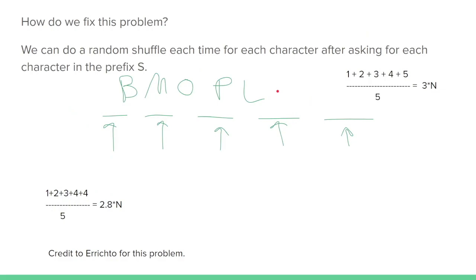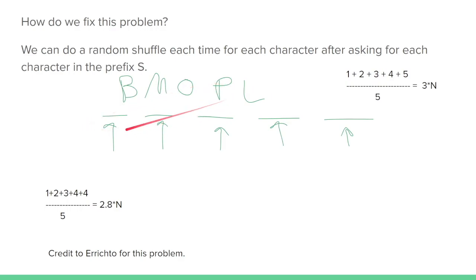So how do we fix this? We can do a random shuffle for each character after asking each character for the prefix of S. So let's say we're given the first 5 right here. For the first one, we can just start with BMOPL, and we can ask, well, is B a part of it? No. Okay. Then we cross that off, and then we go to M. Is M a part of it? Yes. So we place M, and then for the second one, instead we random shuffle this entire string that we're given, and then we ask in the order it was shuffled in.